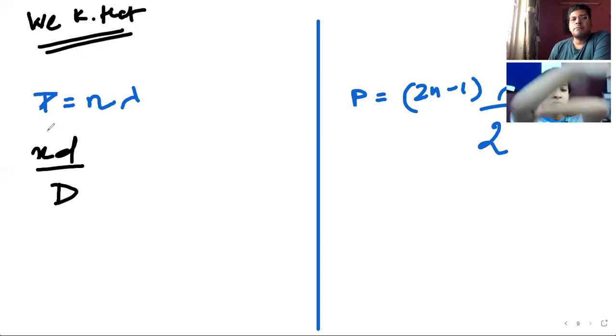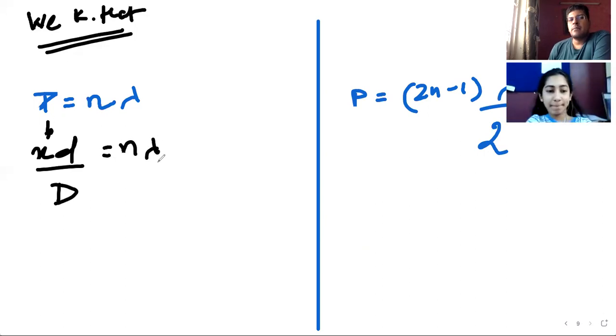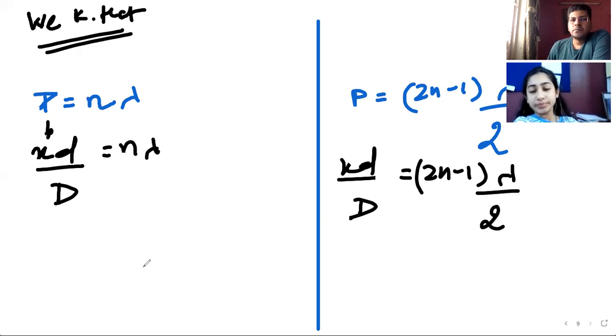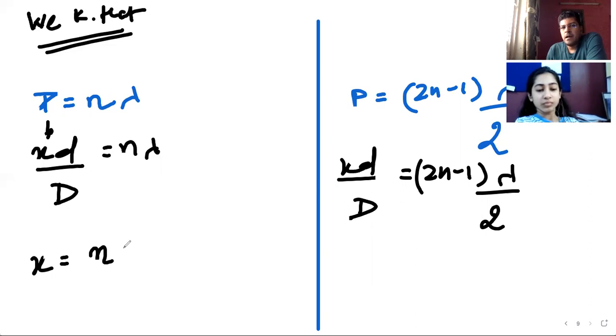xd by D is n lambda, and xd by D is 2n minus 1 lambda by 2. Done. Now we have to find the value of x. x is basically the distance from the midpoint of the slits to our very first maxima or first minima. So let's make x the focus: x equals n lambda capital D upon small d.